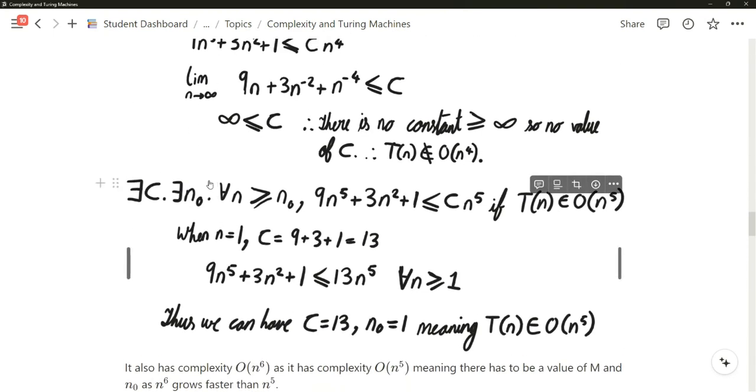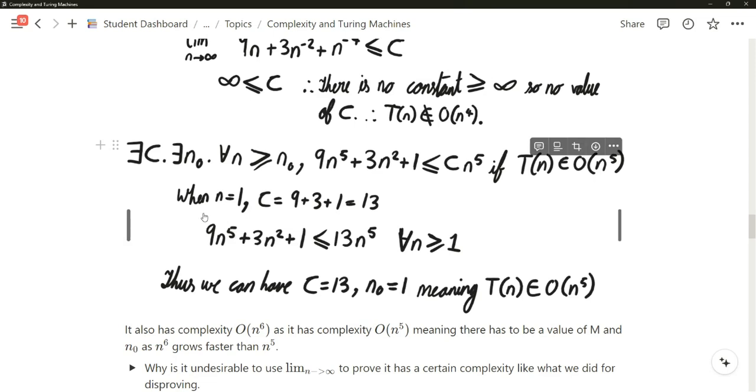So we need a value of c and a value of n0 such that for all n bigger than n0, 9n to the 5 plus 3n squared plus 1 is less than or equal to some constant multiplied by n to the 5. And everything means the same thing as what we did above. The constant is just the constant that we omitted because we don't care about constants when we go to big O. And n0 is the minimum value of n where this formula becomes true. If this is true, then we'd say that the Turing machine or the algorithm runs in O of n to the 5.